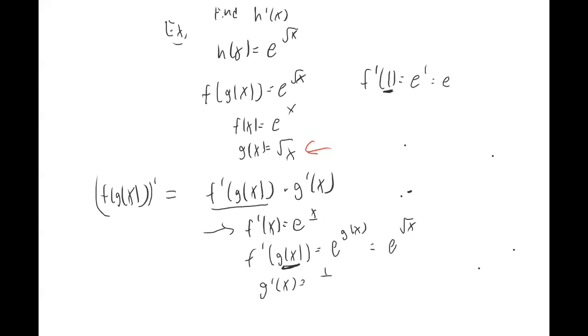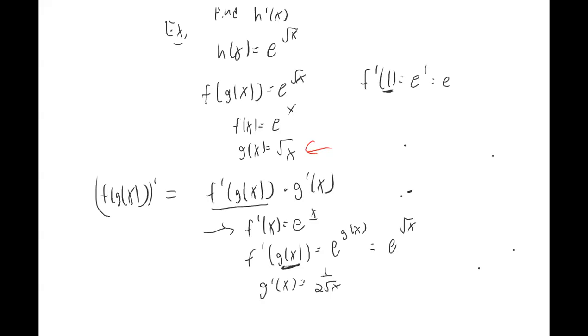Yeah. Some people prefer to write it like this, right? So this is your answer. It's 1 over 2 root x. I'll write this first. So e to the root x times 1 over 2 root x. Yeah. So you can see what I mean by the English, right?